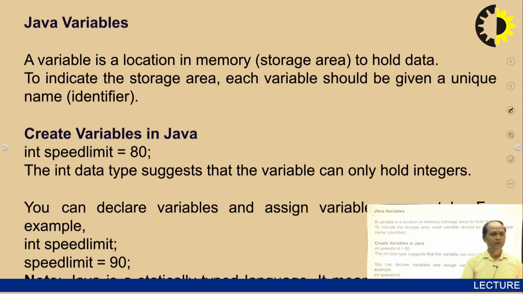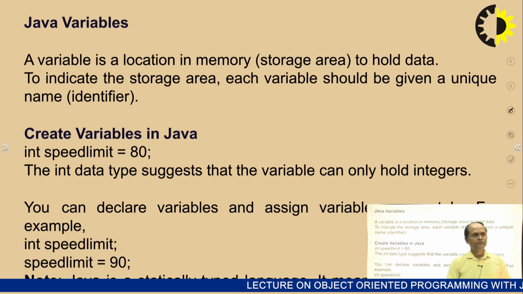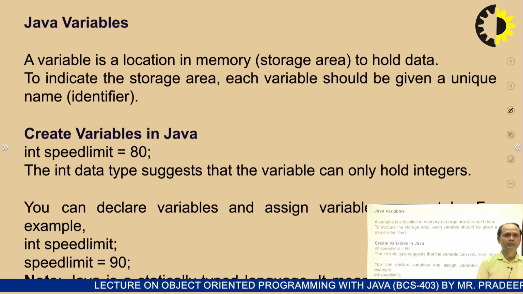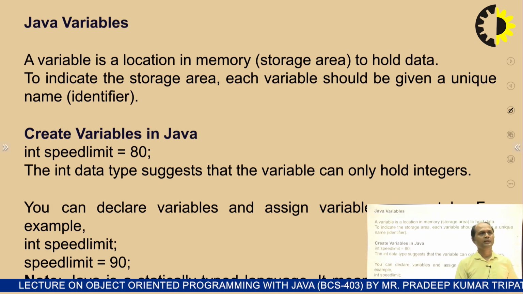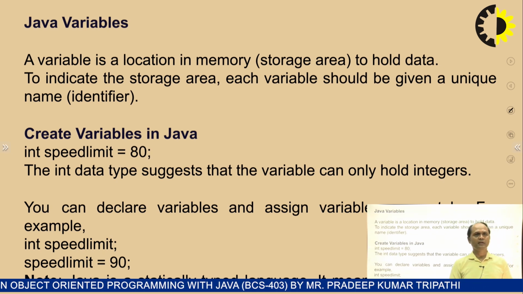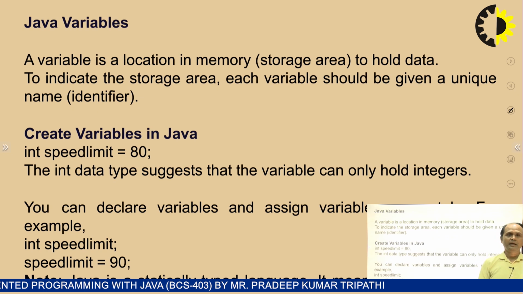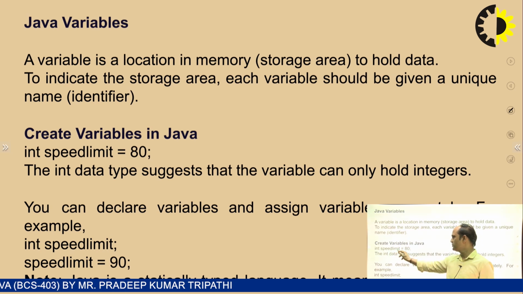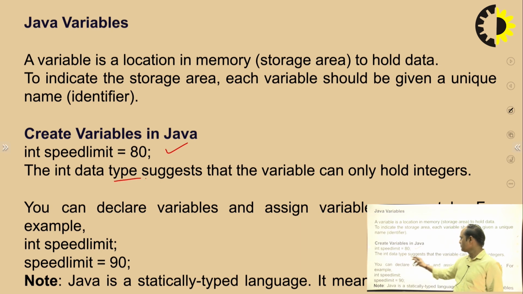Now, we can move on to the variable part, because every program has some variables that contain the value of some data. So, what is a Java variable? A variable is a location in the memory that holds the data. To indicate the storage area, each variable should be given a unique name. Suppose we create the variable int speedLimit = 80. Here, int is a data type that suggests the variable can contain only an integer value. You can define it like this.